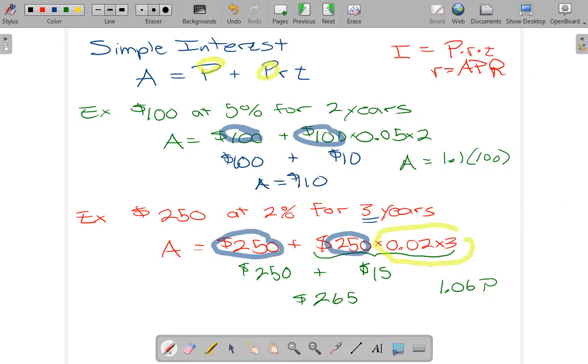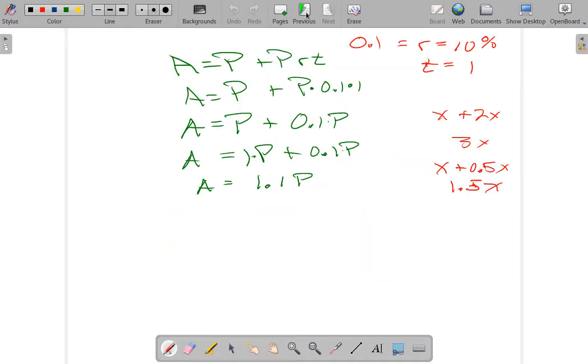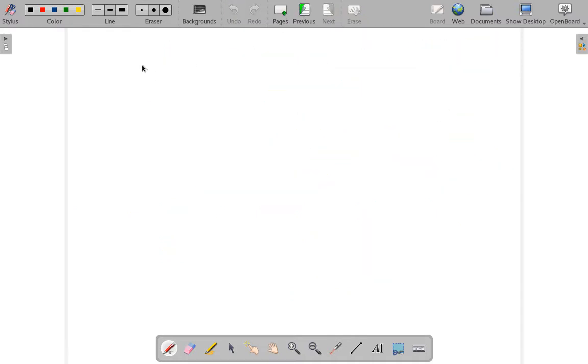All right, so last thing, we're going to put all that together in a new page. So starting with A equals P plus P times R times T, what we can do is what's called factor out the P here and here. Now keep in mind I have one P right there, so when I factor P from itself, I'm going to have a 1 left behind.